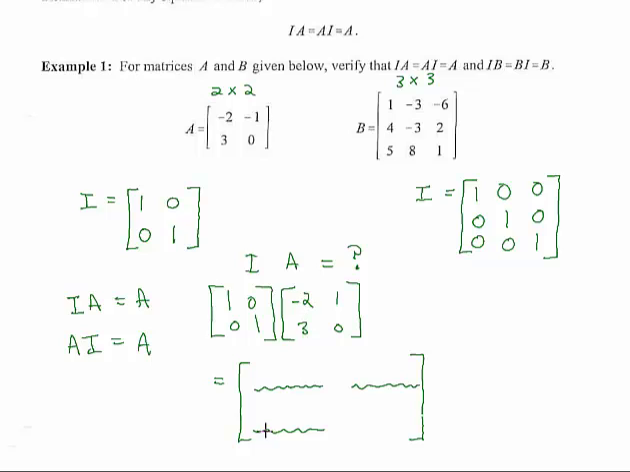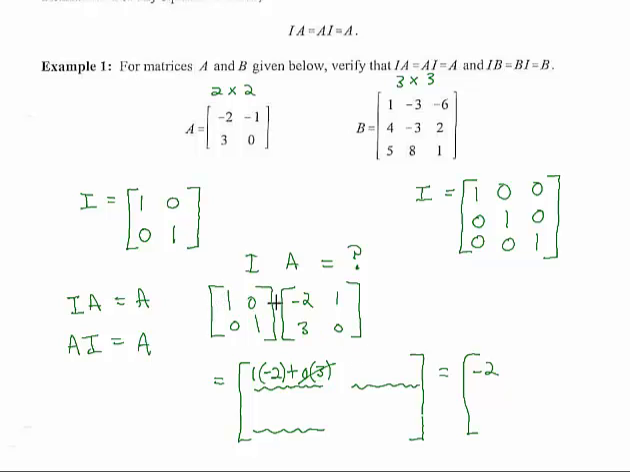The second row, first column gives us the second row, first column of the product. In other words, the first row times the first column gives us 1 times negative 2 plus 0 times 3. You can see that the 0 knocks the 3 out, and we simply get a negative 2 there. It matches up with A exactly.